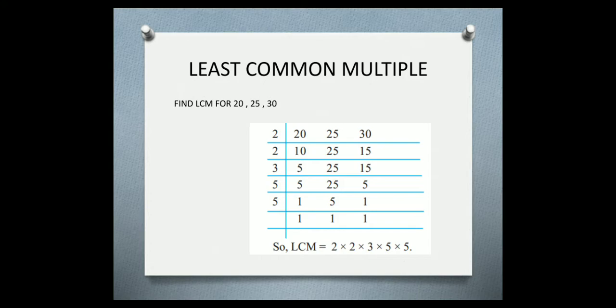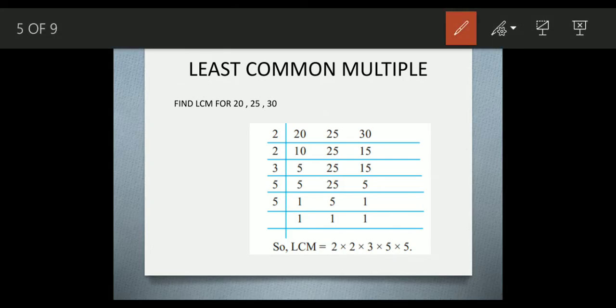You have learnt separately, like 20 separately factorize, 25 separately factorize, 30 separately factorize, and find the common one, and then you can write the answer. That is also well and good, but this method will be very easy if you take all the 3 numbers in common. So 20, 25, 30, all the numbers I'm going to take common. I'm going to do the L division method.